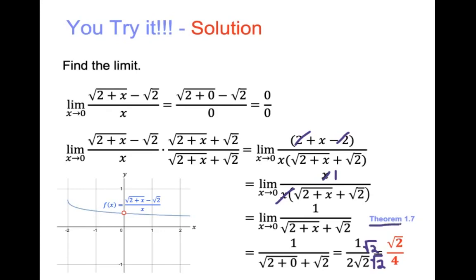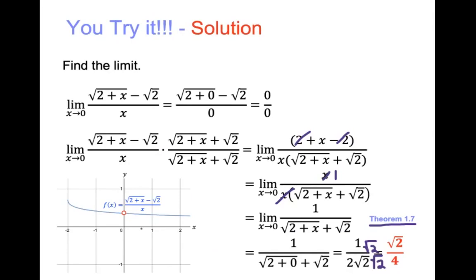Notice that I wrote down that we're using theorem 1.7 here. That's because we start out with the function f of x equals the square root of 2 plus x minus the square root of 2, over x. And once we use the rationalizing technique, we end up with the function g of x equals 1 over the square root of 2 plus x plus the square root of 2. And these functions are equal to each other except at the point x equals 0. And you can see that pictured here in the graph.